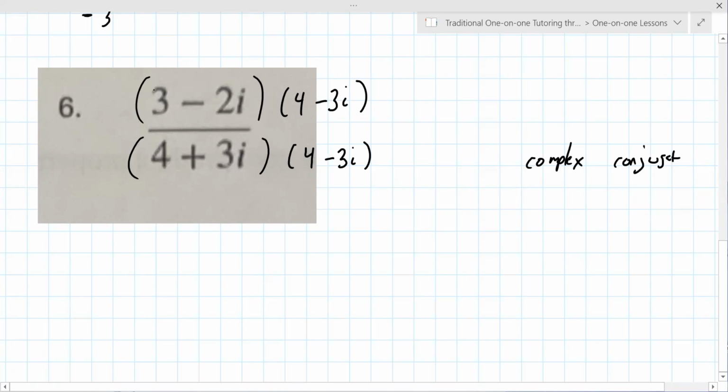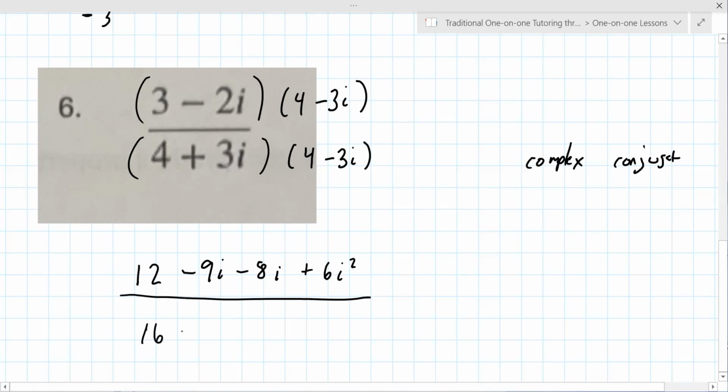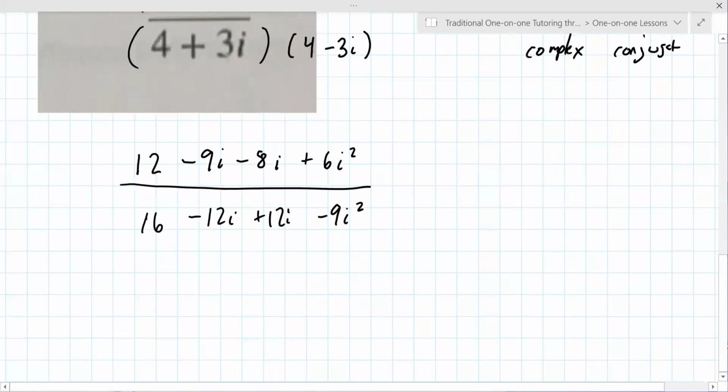Okay, so the top, we'll do the top first. So the top is 12, and then the outside is minus 9i. The inside is minus 8i. And then the last is positive 6i squared. The bottom, when you FOIL it, you're going to see that the outer and the inner terms cancel. So these cancel. Let me start there.